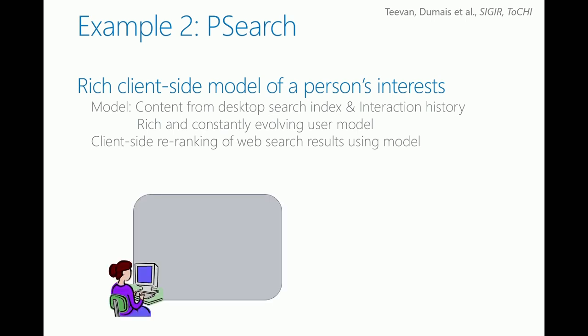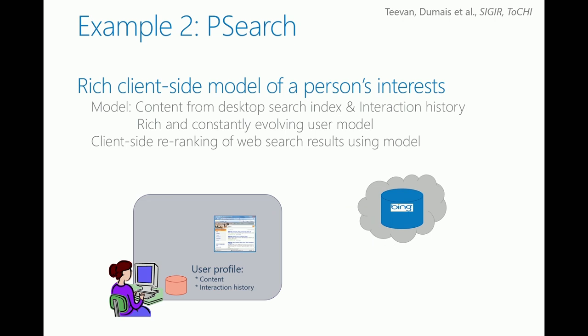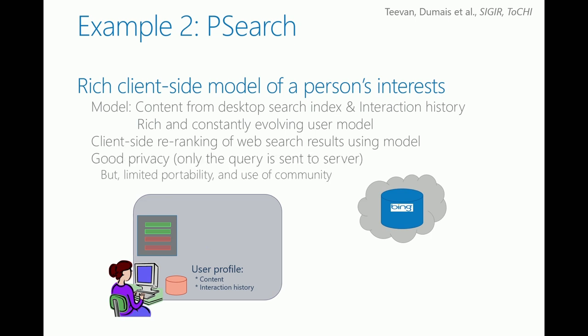Okay, so if something like this happens, I type in Kai 2020. It goes to Bing, you get some results back. You then assess each of those results relative to my own model of what I'm interested in. Right, so that one's good, next one's not so good. And then you re-rank the results based on this client-side model. Okay, so pretty straightforward and simple.